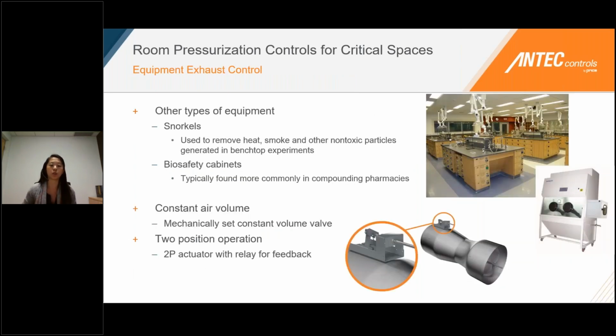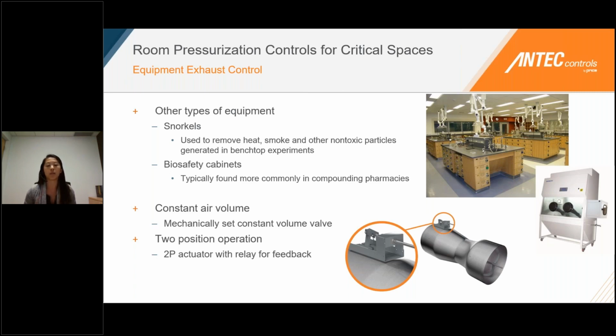And now, before going into room pressure control, I just wanted to touch on some of the other types of equipment that you might see in a lab that you might have to design around. So there's typically snorkels, sometimes even biosafety cabinets. Snorkels are typically used to remove non-toxic and non-chemical or non-corrosive type of fumes. So heat, smokes, sometimes even smells on these benchtop type applications. And then biosafety cabinets are typically found more commonly in compounding pharmacies, but depending on the type of lab space, you can also have a biosafety cabinet there.